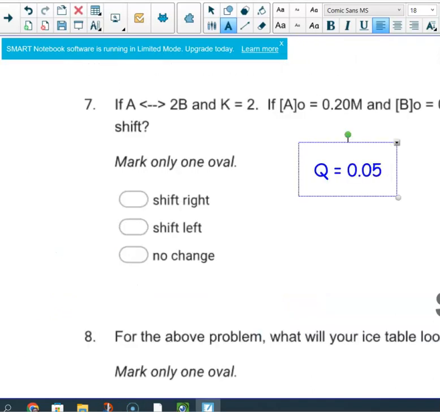Real quick, with the same thing going on in what I did, I just used the values for A and B, and I found Q. Remember what Q is? Q is the initial set of circumstances, and it tells you how you are going to shift. So I took 0.1 squared divided by 0.2, and I got 0.05, which is less than 2. So if Q is less than K, it's going to shift to the right. And that's super important for this next question. It's going to shift to the right.